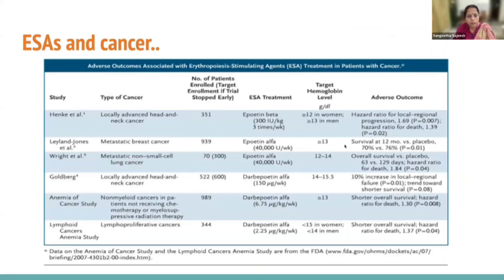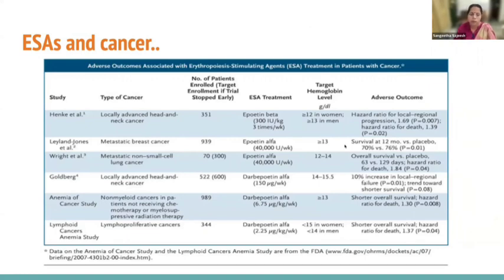So earlier, when we talked about the history of erythropoietin stimulating agents, we said the initial happiness of using erythropoietin stimulating agents to reduce the incidence of blood transfusion in cancer patients was not long lasting. We had to introduce a black box warning telling that we have to reduce the usage of erythropoietin stimulating agents in cancer patients.